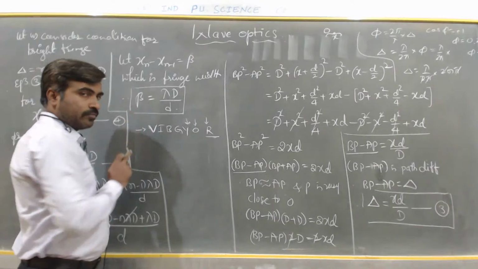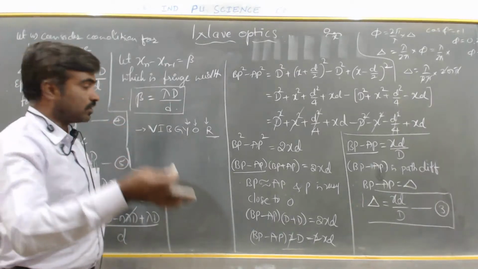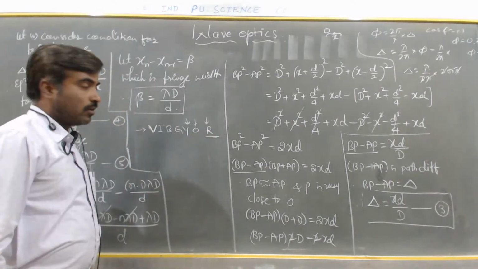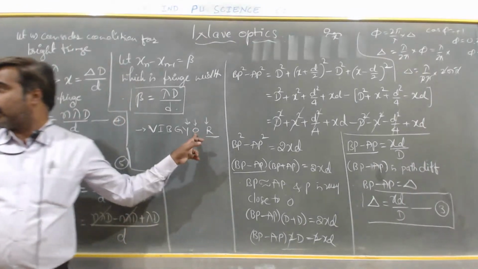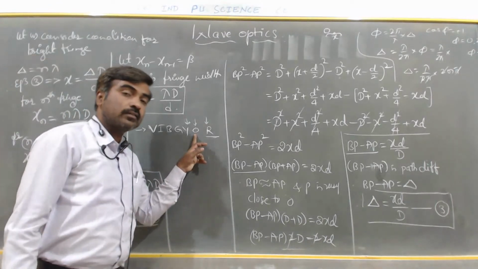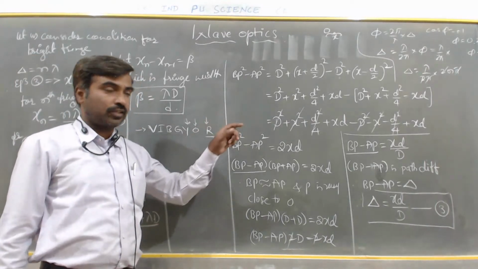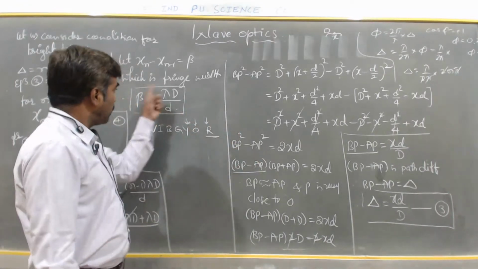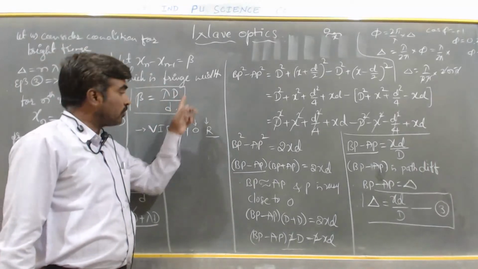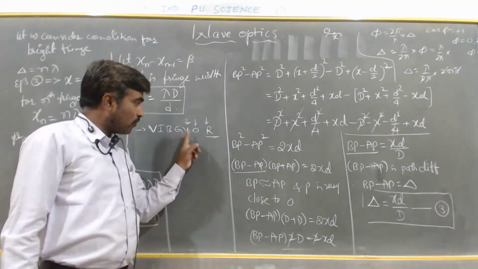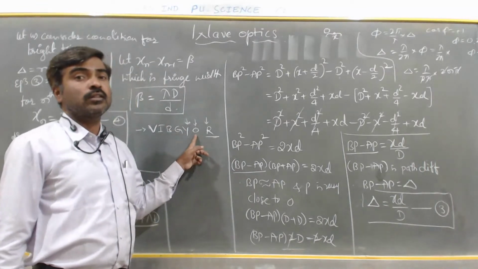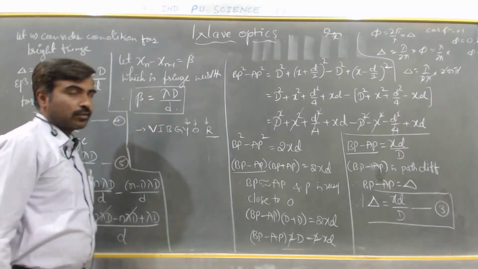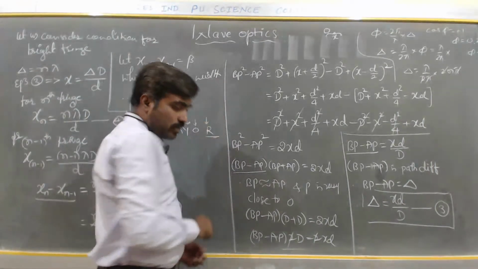Suddenly, if the source is changed, and instead of yellow you go for orange or red, there is a change in the color. Along with that, another physical quantity changes, and that is the wavelength. Of course the frequency also changes, but in our relation we don't have the frequency. So instead of yellow, if we use orange, the wavelength is increasing, and as the wavelength is directly proportional to the fringe width, definitely the fringe width changes.